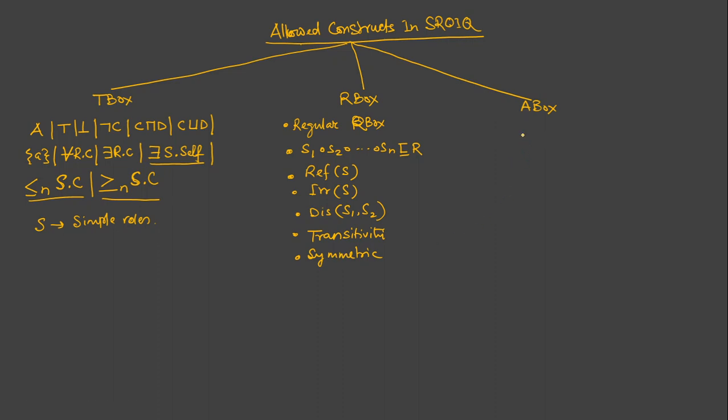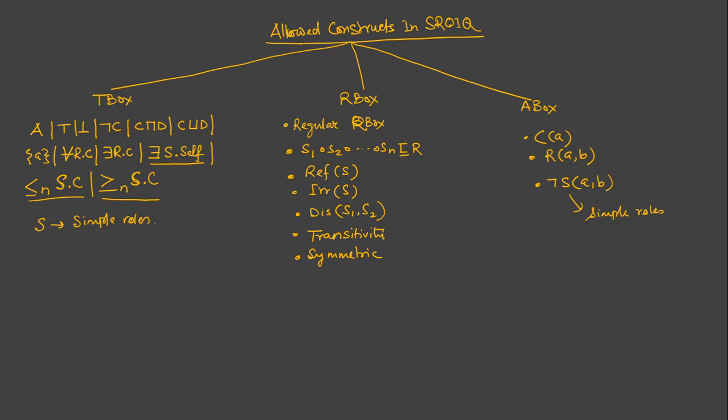In the A box, we can have class inclusion, property assertion, and negated property assertion, but the negated property assertion holds only for simple roles. For a simple property assertion, you can make use of any complex role.